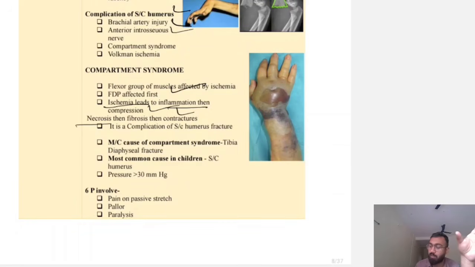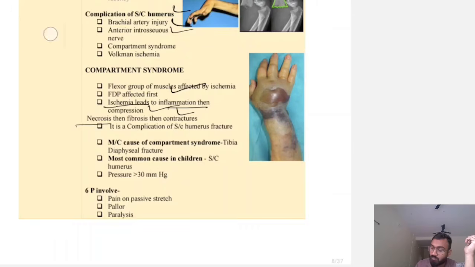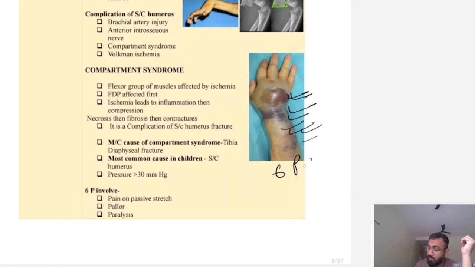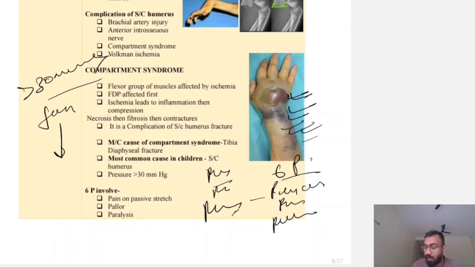It is a complication of supracondylar humerus fracture. So in children, compartment syndrome is caused by supracondylar humerus fracture. In adult, it is caused by tibial diaphyseal fracture. Okay. So these are the complications. You can see these are so many blisters, and there are 6 P's. 6 P's is pain on passive stretch, paralysis, pulselessness, paresthesia, pain, pallor. Okay, so how will you manage this patient? I have explained you in compartment syndrome, there's a pressure greater than 30 mmHg. So how will you manage this patient? By doing fasciotomy, by releasing the pressure, by giving the S-shaped incision in forearm.